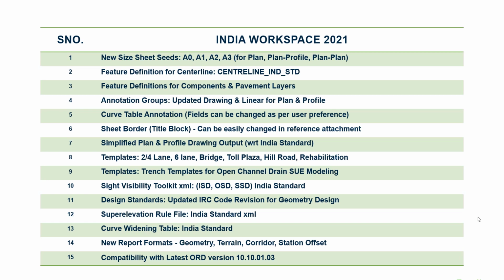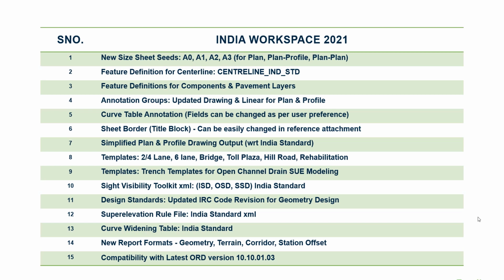There are some additional feature definitions for component and pavement layers. Already there are many feature definitions present, but we have made sure that as per Indian requirements and Indian highway designs, pavement layers such as BC, DBM, WMM, WBM, GSB, these nomenclatures are already there. So you can just select and assign those feature definitions to pavement layers which are made in your template design within OpenRoads Designer. There is a curve table annotation and it is completely dynamic.